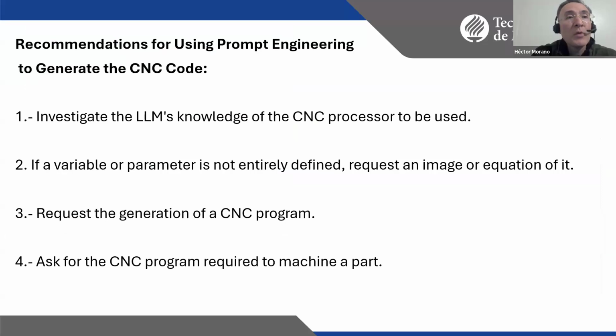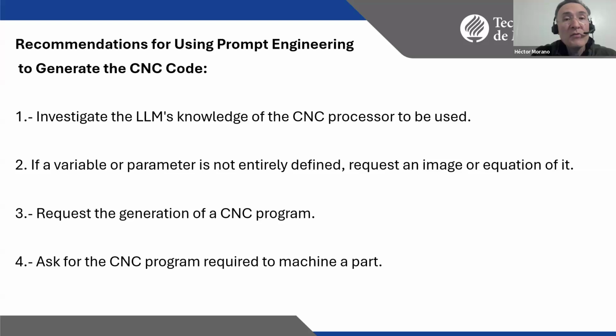So now we would like to share some recommendations for using prompt engineering to generate CNC code. First, we have to investigate the LLM's knowledge of the CNC processor to be used, whether it be terminology, operations, cutting parameters, and structure of the CNC program. Then, if a variable or parameter is not entirely defined, we have to request an image or equation of it. Then we have to request the generation of a CNC program with the required parameters, to determine if it correctly generates the CNC program.